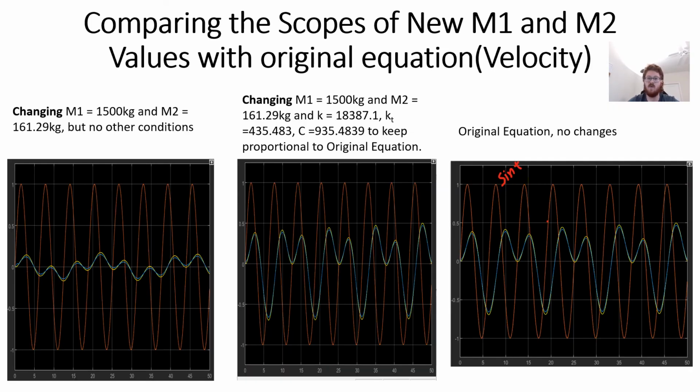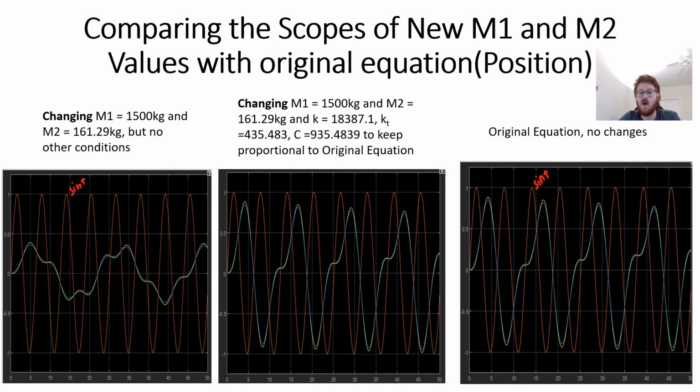In this slide, we are showing the modified M1 and M2 values compared to the original equation. So on the left, we have the modified M1 and M2 values without changing the other parameters. In the middle, we have the modified M1 and M2 values while changing the other parameters to be proportional. And then in the last one, it shows the original model having to do with the original equation. As you can see, the last two look virtually the same. Whereas in the last slide, we were modeling the velocity with respect to time, in this slide, we are modeling the position with respect to time. And as you can see, it is the same idea where the middle and the right scope are virtually the same.